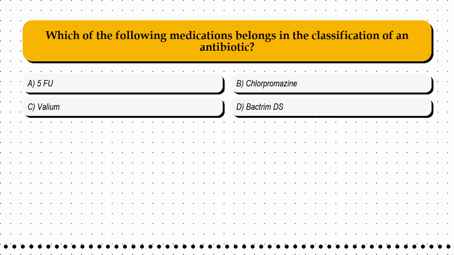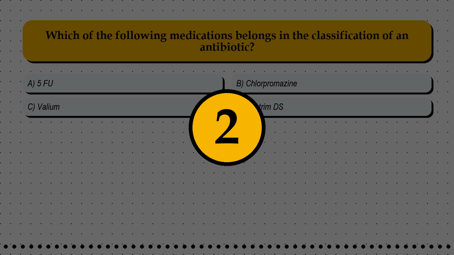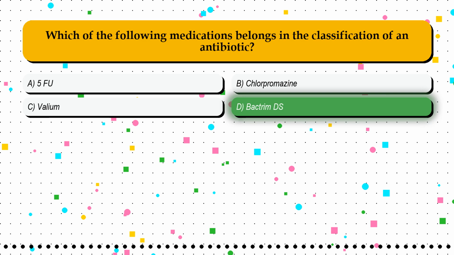Question 248. Which of the following medications belongs in the classification of an antibiotic? Option A, 5-FU. Option B, chlorpromazine. Option C, Valium. Option D, Bactrim DS. The correct answer is option D, Bactrim DS.